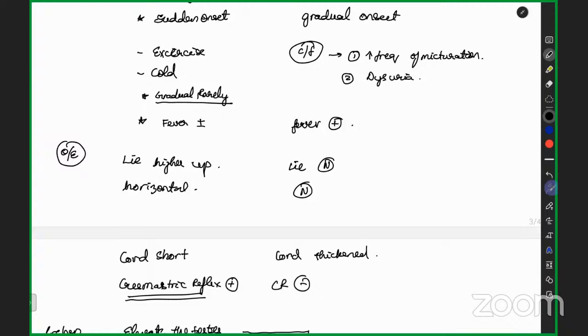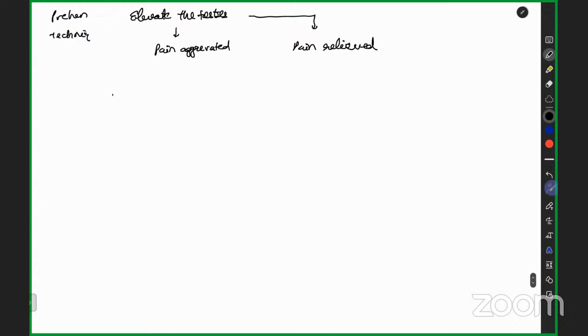What are we going to do? We are going to do acute management. So write it down. What is going to be my management protocol for acute torsion?